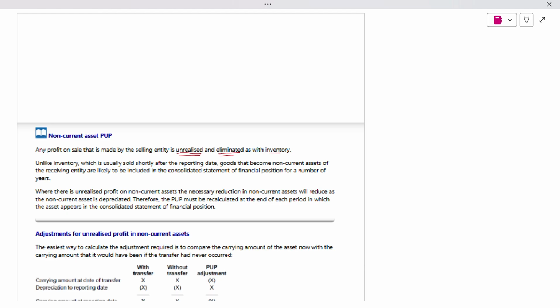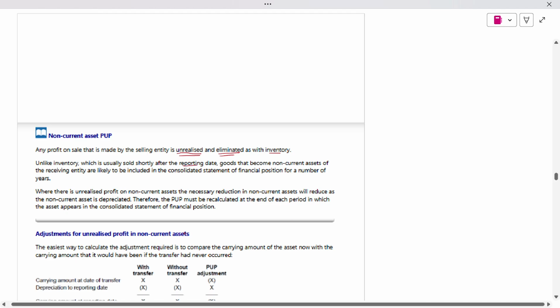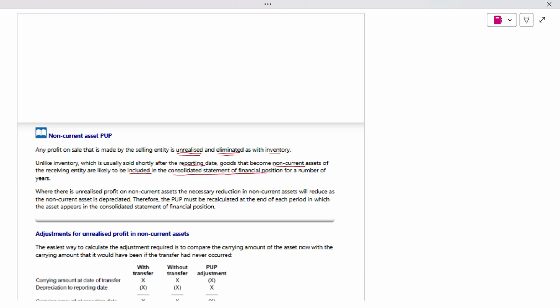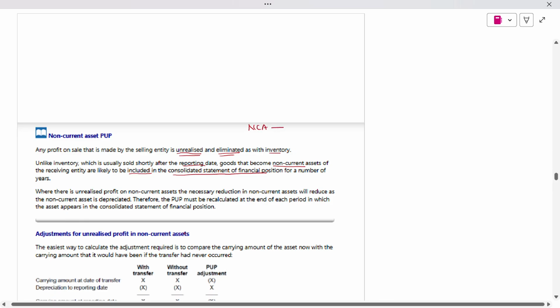Unlike inventory, which is usually sold shortly after the reporting date, goods that became non-current assets of the receiving entity are likely to be included in the statement of financial position. For whatever the number of years, we have to divide it by the number of years for depreciation. What is the message? Very simple. If it is a non-current asset, you should not treat it as a sale. And we have to calculate depreciation normally.